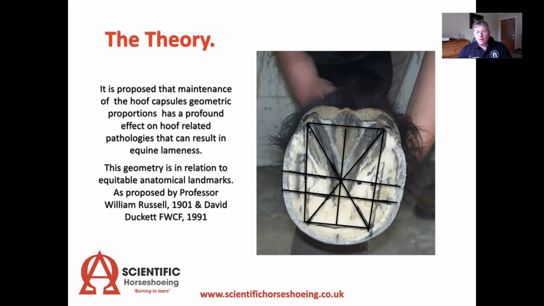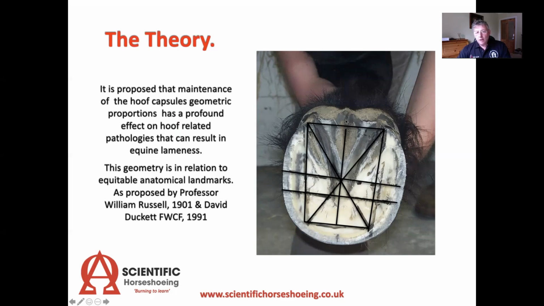1991. The diagram from the photograph represents the solar surface of the hoof capsule, and imposed upon it is a number of lines of geometric proportion joining and aligning some anatomical structures within the foot that are important to identify whilst dressing feet to achieve geometric proportion of the hoof capsule.